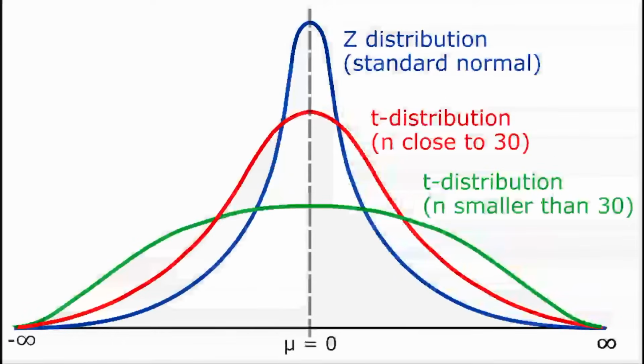So here's a look at these different distributions. Here is the z-distribution in blue, and you can see that it's much more peaked, whereas a t-distribution with an n close to 30, so sample size around 30, is a little bit more flat. And then a t-distribution with a smaller sample is even flatter still. And so those tails are increasing in thickness as you go from a z-distribution to a t-distribution with a medium sample and then into a smaller sample t-distribution.